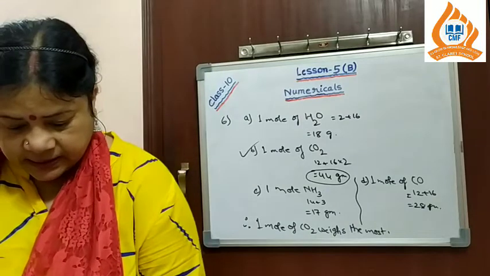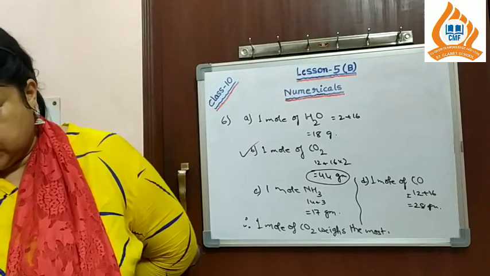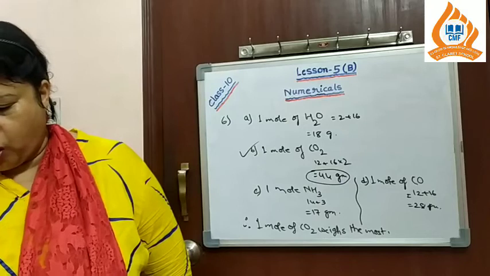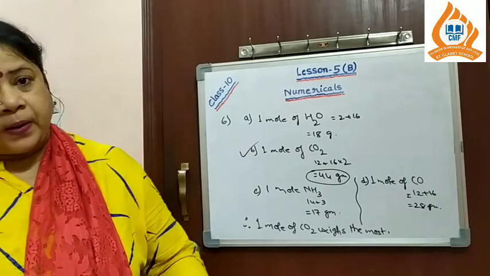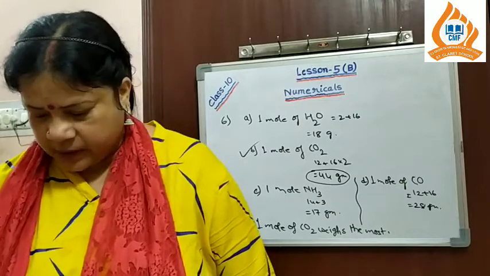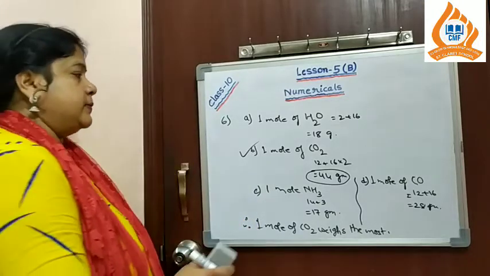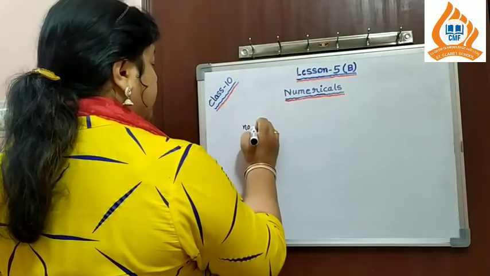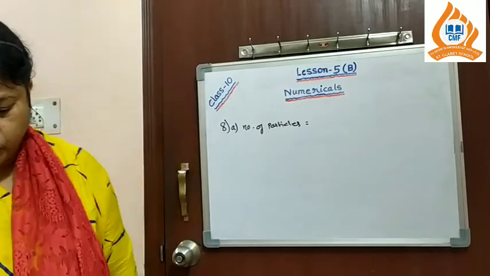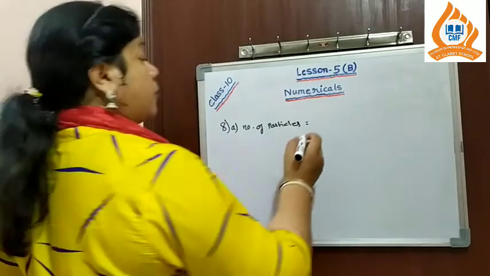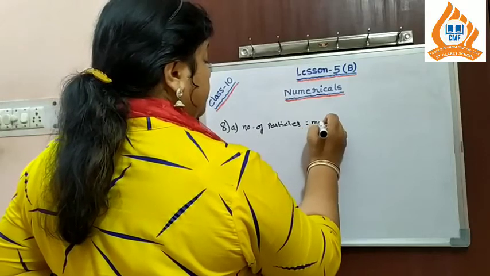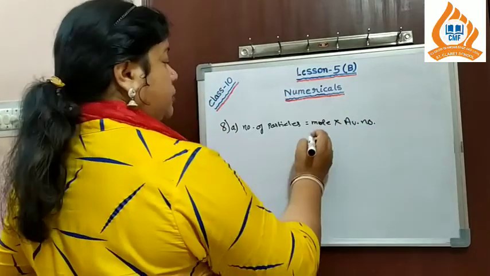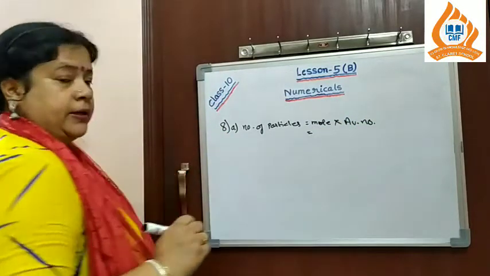Now coming to the next. Number 8 I am doing. Calculate the number of particles in 0.1 mole of any substance. Now mole is given, particles you have to find out. More or less the same. Now you have to put the formula and find out the answer. Number of particles is equal to mole into Avogadro number. This is the formula, okay? I am writing in short. You will write it in a complete way in your copy.